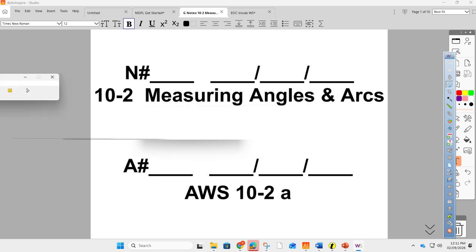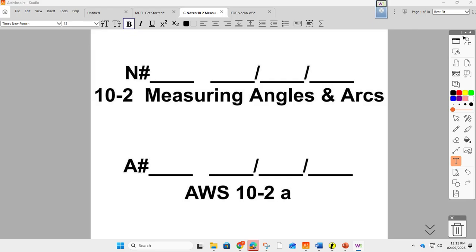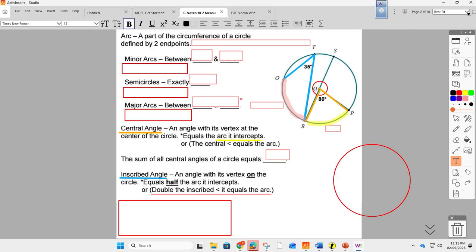All right. Measuring angles and arcs in a circle. All right.